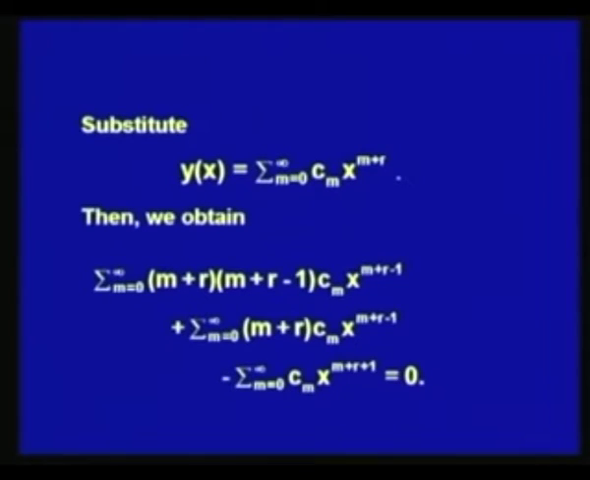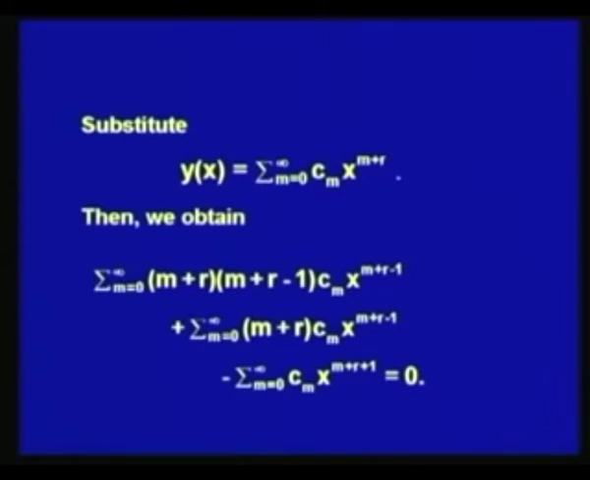We substitute this expression for y(x) in the given differential equation to obtain the sum over m from 0 to infinity of (m+r)(m+r-1) C_m x^(m+r-1) plus the sum over m from 0 to infinity of (m+r) C_m x^(m+r-1) minus the sum over m from 0 to infinity of C_m x^(m+r+1) equal to 0. And again we will put the coefficient of the lowest power of x to 0.